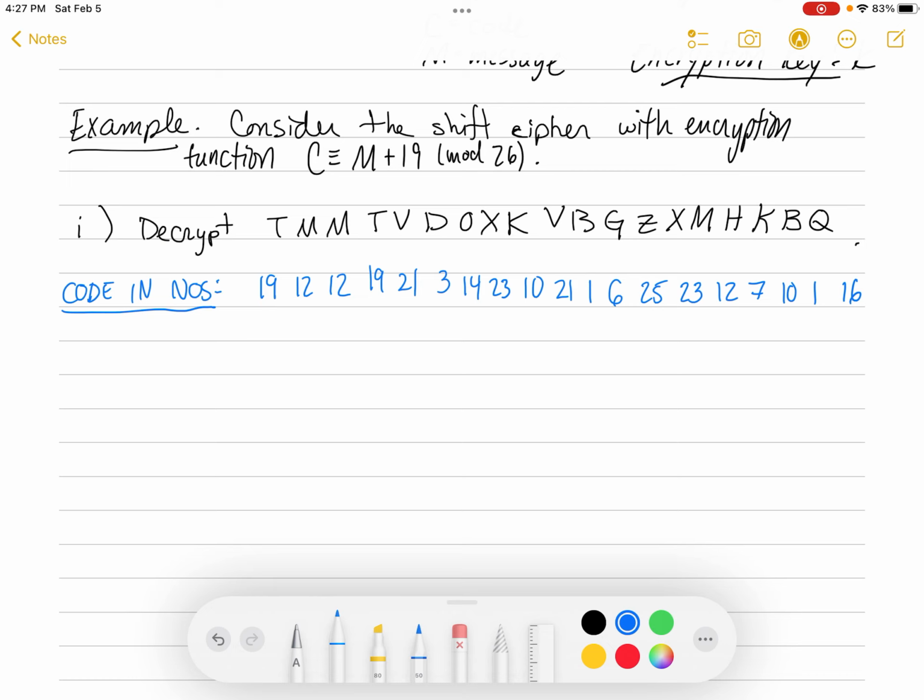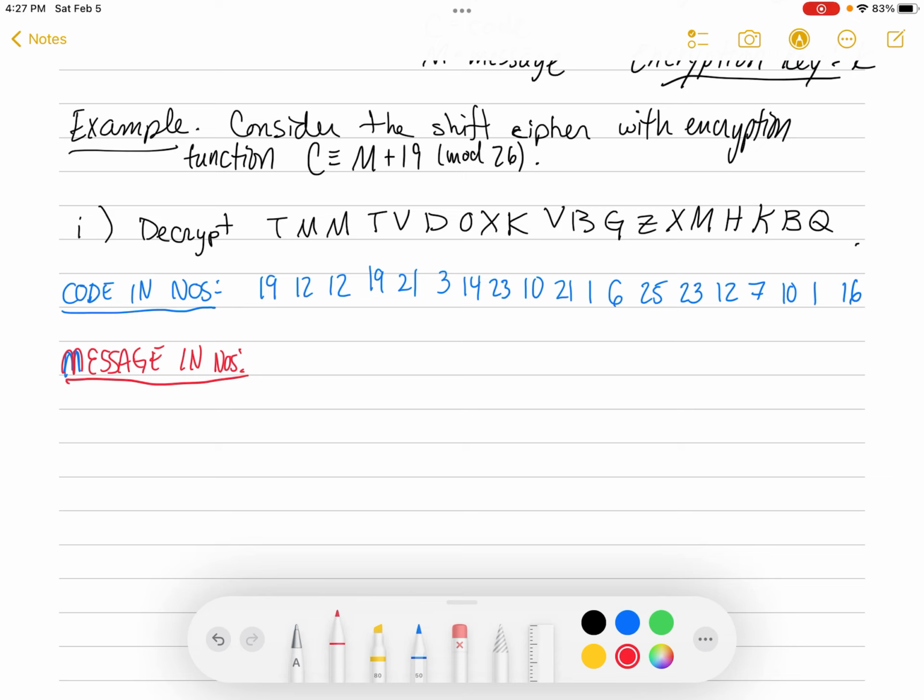Now, I want to decrypt this. So let's come up with the message in numbers. So to decrypt this code, I have to come up with the decryption function. It's going to be the message is congruent to C minus 19 mod 26. I'm going to have to subtract 19 from each of the blue numbers. So 19 minus 19 is 0. 12 minus 19. Let me get my calculator. It's -7.